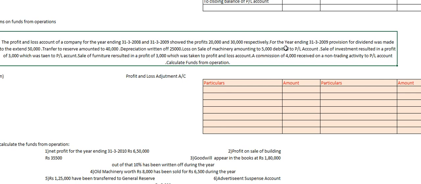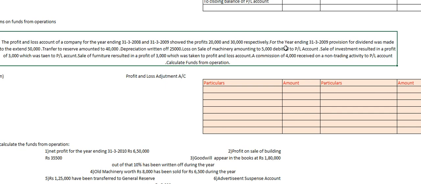debited. Loss on sale of old machinery amounting to 5,000 was debited to profit and loss account. Loss on sale of old machinery, again it is a non-operating expense, debited. Sale of investment resulted in a profit. Profit on sale of investment, which is a non-operating income, is credited. Sale of furniture resulted in a profit of rupees 3,000, which was taken to profit and loss account. So profit on sale of furniture again is a non-operating income, so it will be credited.